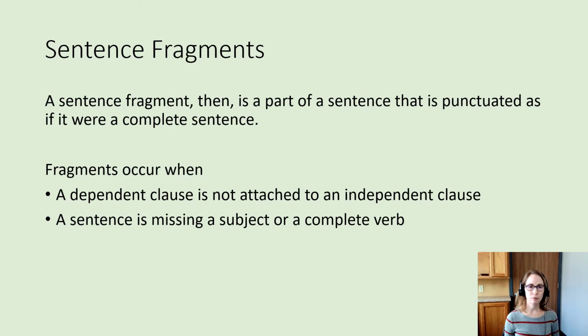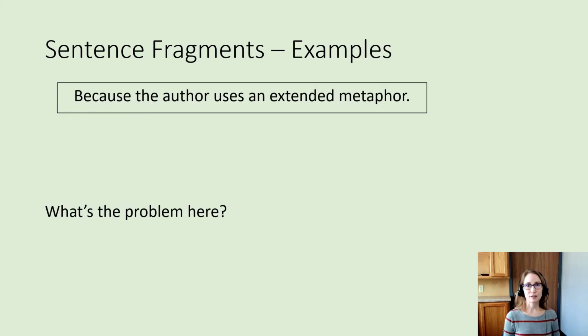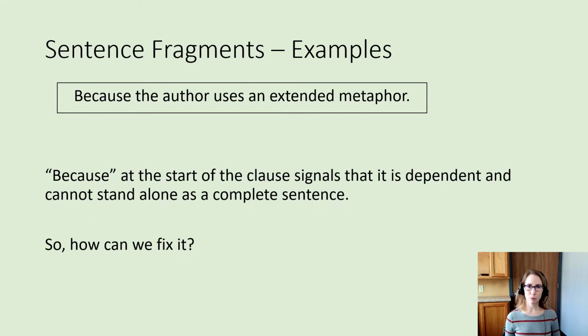Remember, when we talked about clauses, in order for a group of words to actually be a clause, they have to have a subject and a complete verb. So some fragments, not only are they not sentences, they're not really even clauses. They're just a phrase. Let's start looking at some examples here and applying what we've learned. This first example, "because the author uses an extended metaphor," has a period at the end. It's punctuated like a complete sentence. But what's the actual problem? "Because" is a subordinating word, and so it signals that the clause is dependent and it can't stand alone as a complete sentence. So how can we fix it?